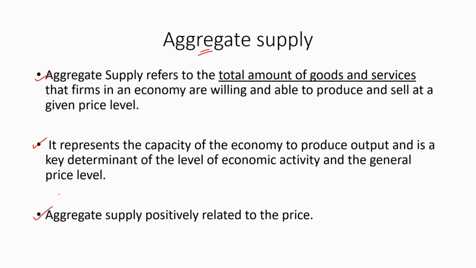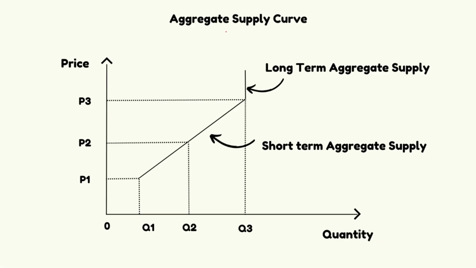Aggregate supply is positively related to the price. Here is the aggregate supply curve. The y-axis depicts the price levels and the x-axis depicts the quantity. As the price is increasing, the supply will also increase. As the price is decreasing, the supply will also decrease because those two are positively related.